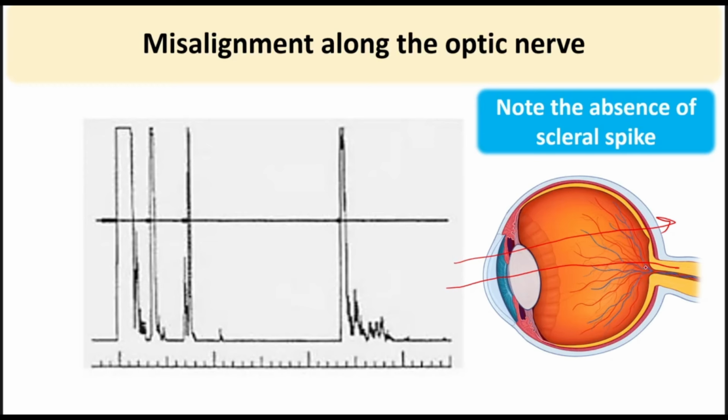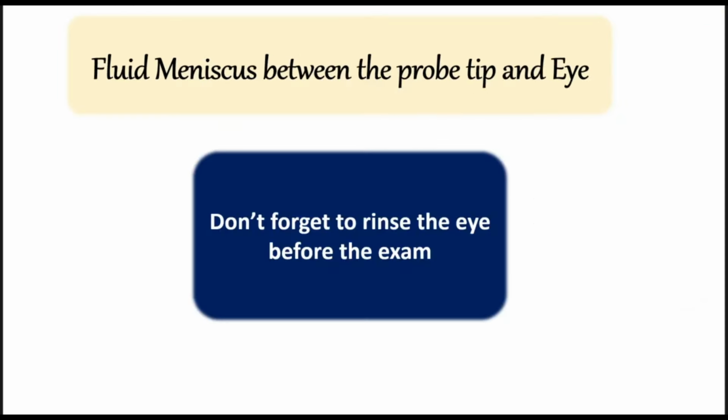We are measuring the axial length, which is from the corneal vertex up to the internal limiting membrane in case of ultrasound biometry. And in case of optical biometer, we are measuring it from the corneal vertex up to the RPE. So all these measurements are taken at the macula, right? And therefore, whenever you see a waveform like this where the scleral spike is absent, in those cases, you should know that there is misalignment along the optic nerve.